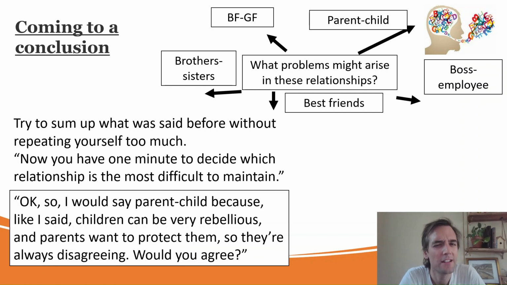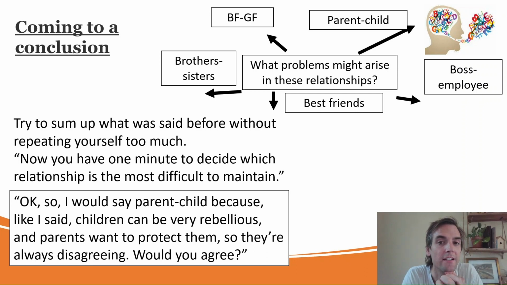Okay, so I would say parent-child, because like I said, children are very rebellious and parents want to protect them, so they're always going to disagree. Would you agree? I see what you mean, but I'm thinking brothers and sisters, because brothers and sisters are just always fighting. They want to push the limits of what they can do. It's a difficult situation. I don't know. Well, maybe we agree to disagree, but I think something like that.